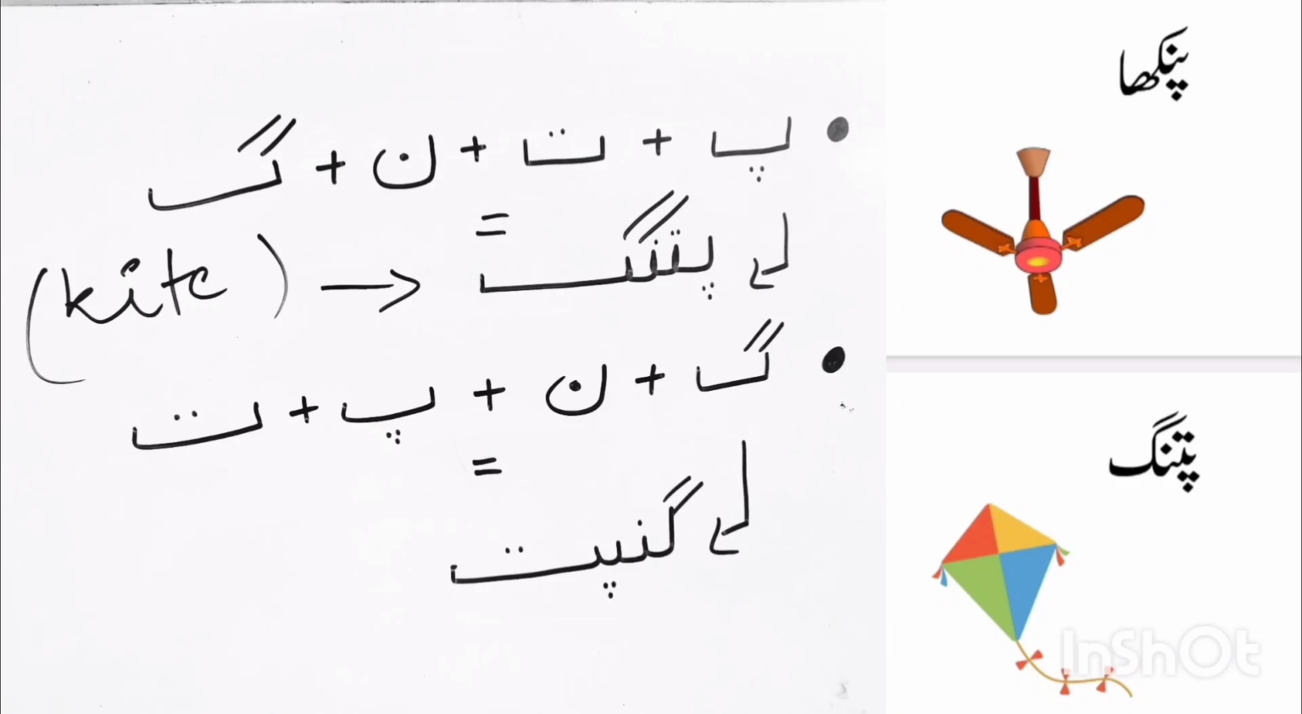In the second example, I've shown you what happens if gaf comes at the beginning. It's ganpat: gaf, noon, pe, te. Now these are all the letters that can combine easily with everyone. The pay family, usually the ones with the boat, like gaf, pay, te, get combined easily together.